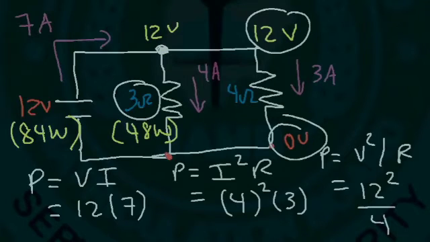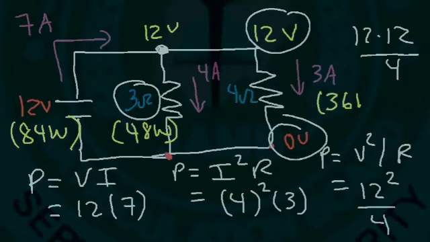Now another way you can get the answer, instead of doing 12 squared, you can divide 12 by 4. 12 squared is the same as 12 times 12. 12 divided by 4 is 3, and 3 times 12 is 36. So therefore 144 over 4 is 36. If you divide first before you use the exponent, it's easier to get the answer. So the 4 ohm resistor absorbs 36 watts of power.